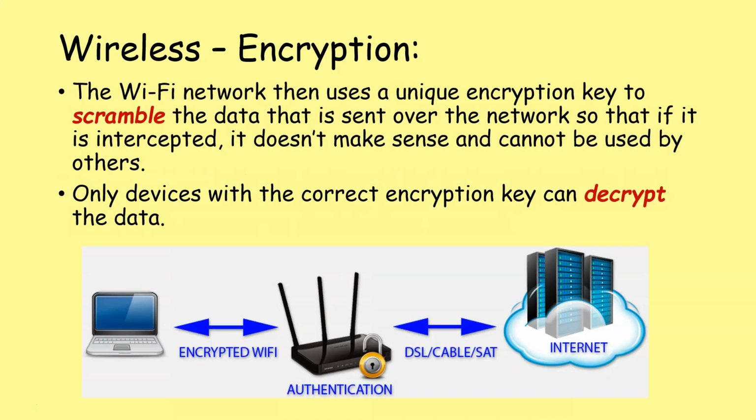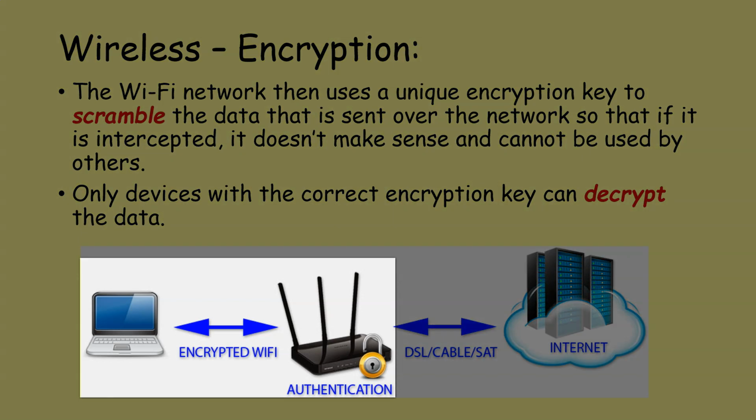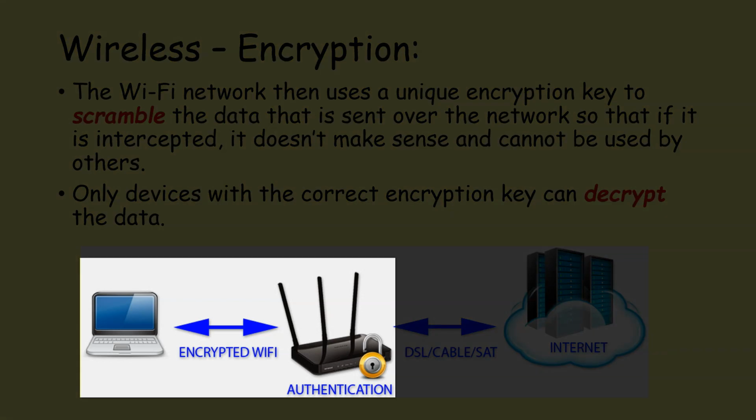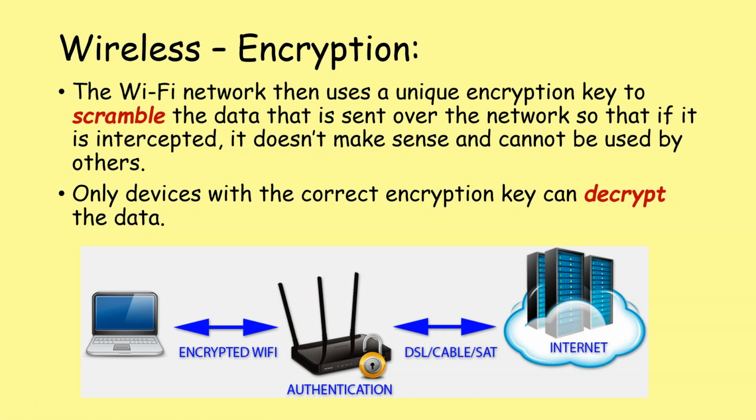The Wi-Fi network then uses a unique encryption key to scramble the data that is sent over the network so that if it's intercepted, it doesn't make sense and cannot be used by others. Only devices with that correct encryption key can decrypt the data. This is controlling the data transmission between your device and the wireless access point. Okay, this is not about how the greater internet is encrypted. This has nothing to do with HTTPS or anything like this. This is simply your connection from your device to the wireless access point and back again.